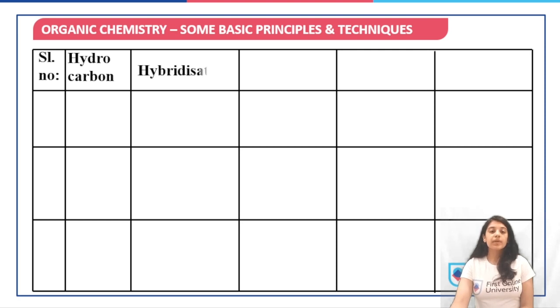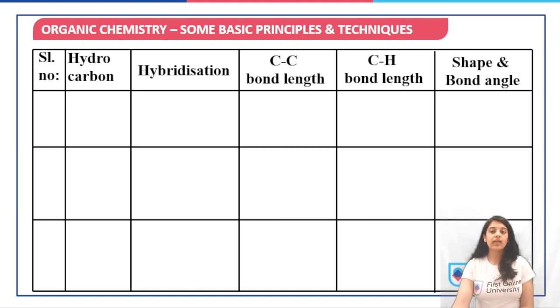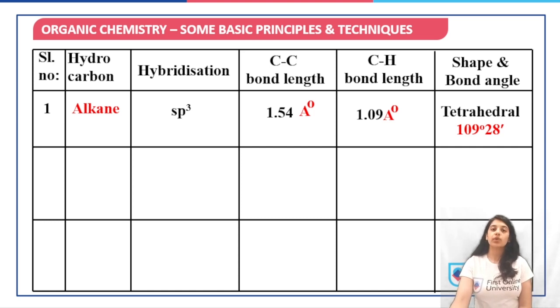Now in this table, we will be talking about the hydrocarbon, its hybridization, the C-C bond length in that compound, C-H bond length, and shape and bond angle. Since we have already talked of the chemical bonding and molecular structure chapter, and we have seen how VSEPR theory and VBT theories are actually able to predict the shape of the molecules, it should not be difficult for you to relate that to organic chemistry. So let us look at the first hydrocarbon, say alkane. In alkanes, carbon has sp3 hybridization. C-C bond length is approximately 1.54 angstrom, 1.09 angstrom is the C-H bond length, and the shape is tetrahedral, and we know that the tetrahedral bond angle is 109 degrees 28 minutes.